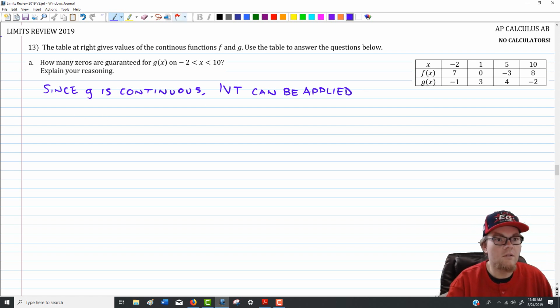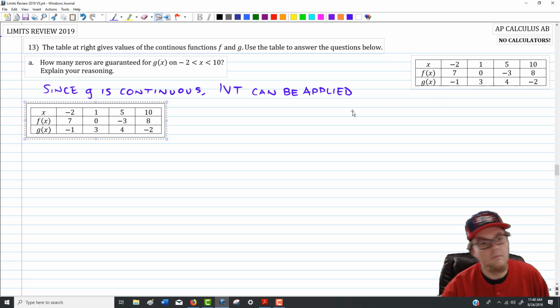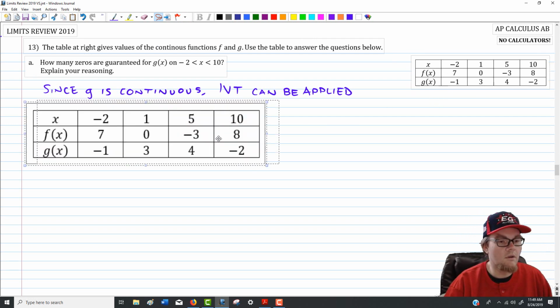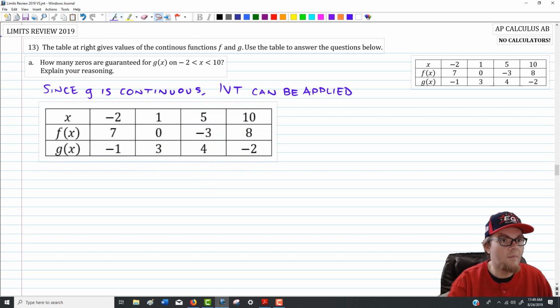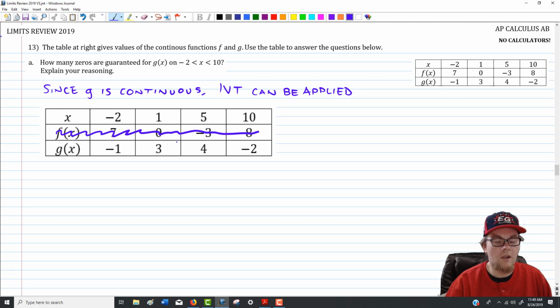So now to help us here, I'm going to grab the table. We don't have to care at all about f of x right now. We will later. We're interested in how many zeros are guaranteed. So let's look at, for instance, the first interval from -2 to 1. In looking at this, what I can see is g of -2 is equal to -1, which is less than or equal to 0, and that's less than or equal to 3, which we can see from the table is g of 1. That means we have a zero guaranteed. There is a value c between -2 and 1 for which g of c equals 0.